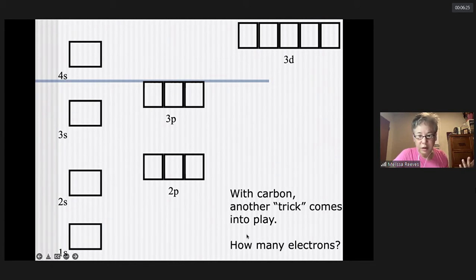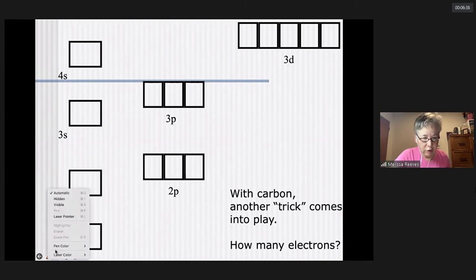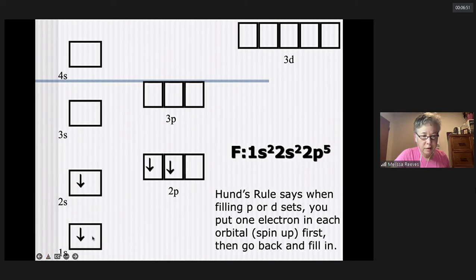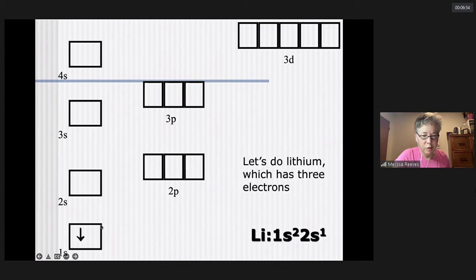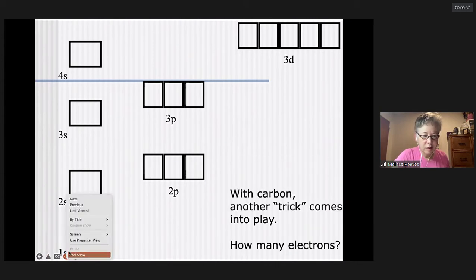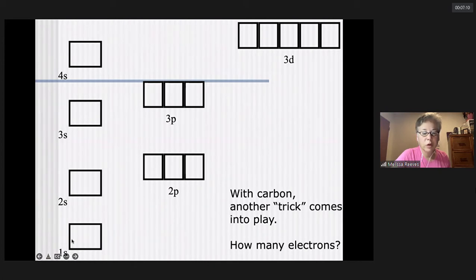When you get up to something that includes 2 p's, you have to consider more issues. Carbon has 6 electrons because it's the 6th atom. And so you would fill in 1s, 2s. Can I draw them? It's not giving me a pen. Okay, I'm going to use Zoom to do it.